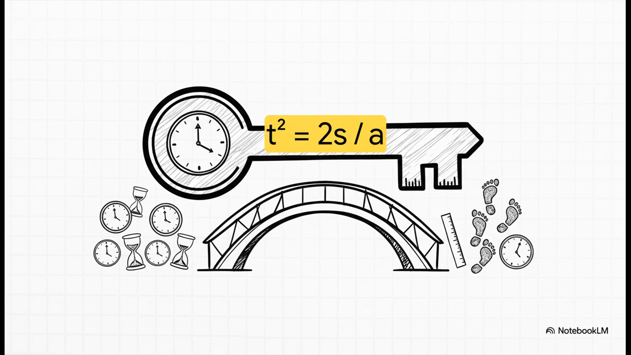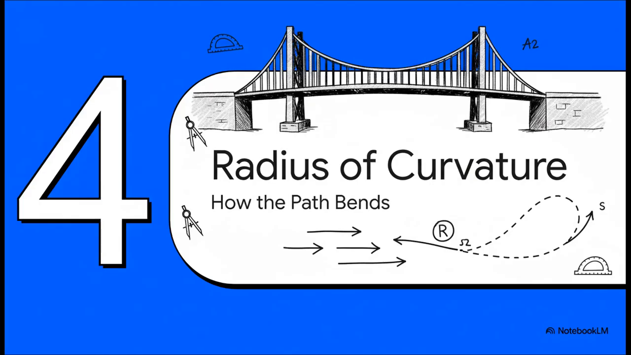This little formula, t squared equals 2s over a, is the absolute key that's going to unlock the entire rest of the problem. It lets us get rid of t whenever we want. So, with our bridge built, we are finally ready to tackle the first part of the question. What is the radius of curvature, r, as a function of distance, s?